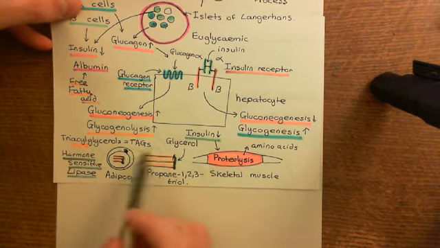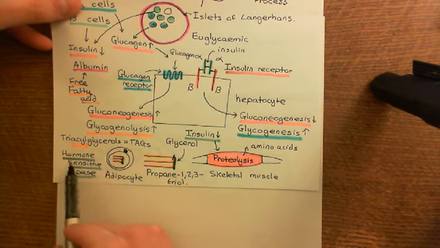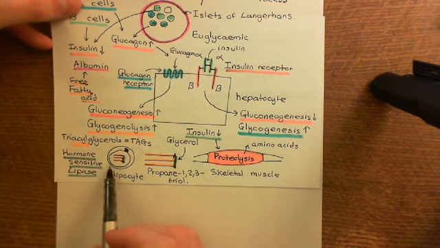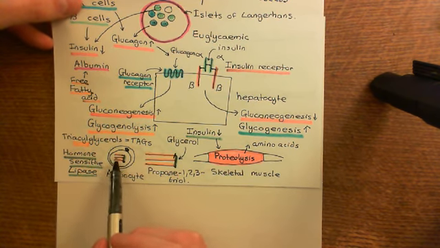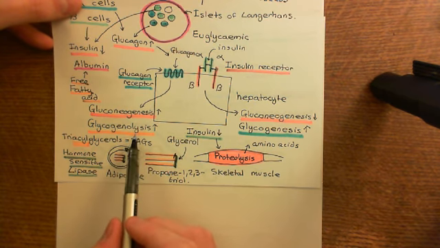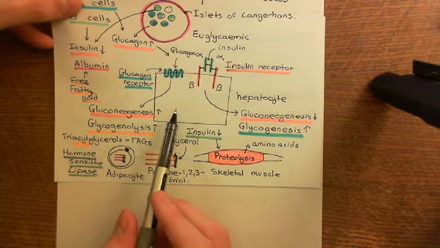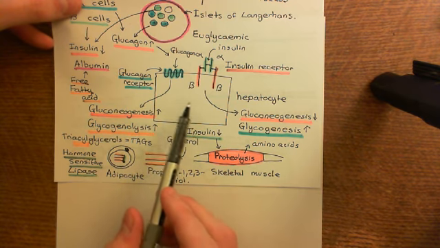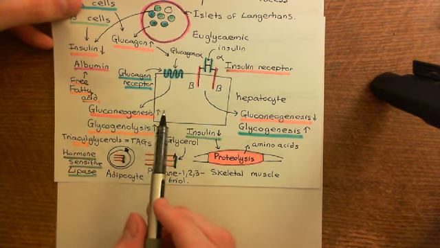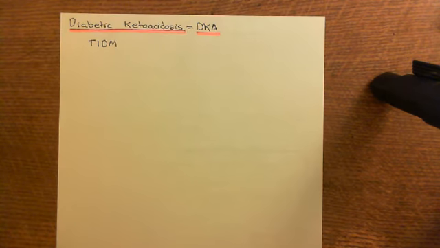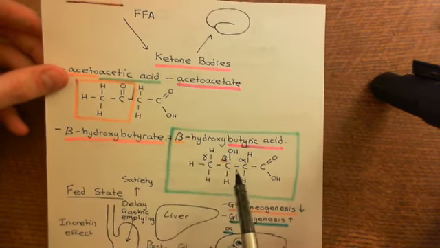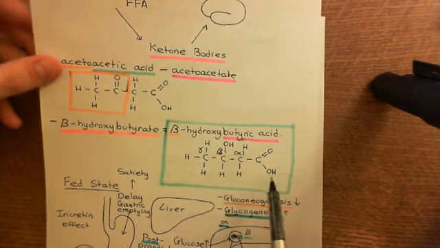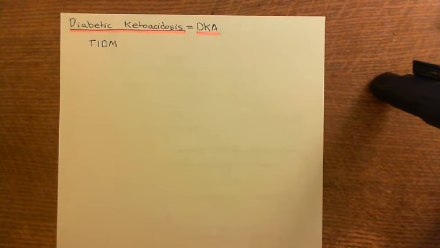So if you've got too little insulin signaling on the adipocytes chronically, then the adipocytes will turn on their hormone-sensitive lipase, and they'll be breaking down these triacylglycerols and releasing free fatty acids into the blood. The free fatty acids go to the hepatocytes and are converted into ketone bodies. Remember, the two examples of ketone bodies that we have discussed are acetoacetic acid, shown here, and beta-hydroxybutyric acid, shown here.